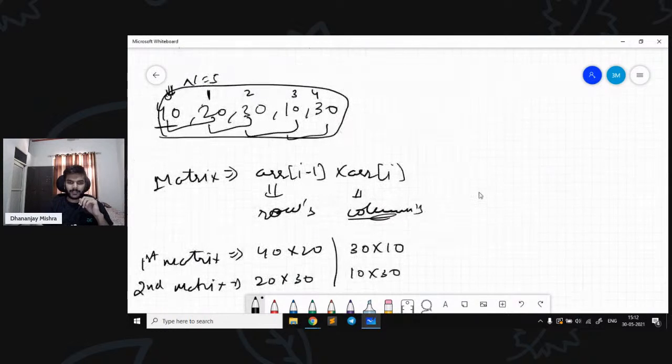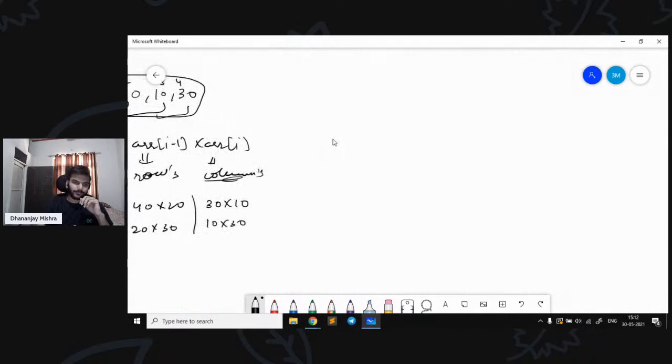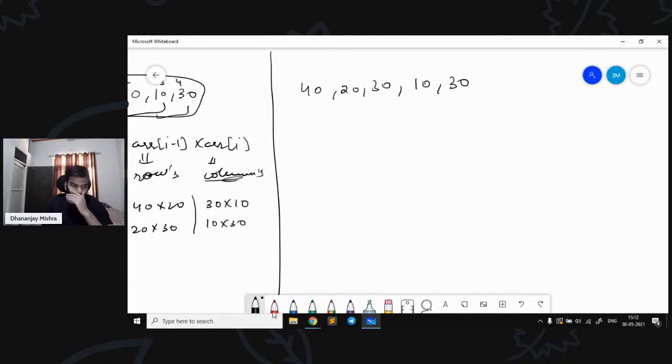Now after understanding the question, we will move on to the approach, how to solve that question. The approach now says that again pick this array only, that is 40, 20, 30, 10, and 30 again, right? So as discussed earlier, we have choices of multiplying. And if we have choices of multiplication, then we are not assured which order of multiplication will give us the minimum cost.